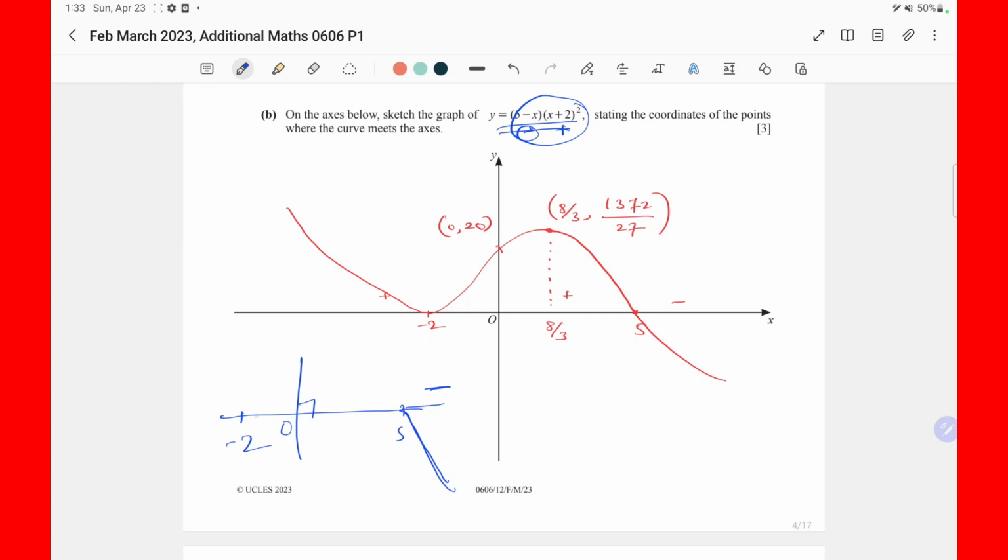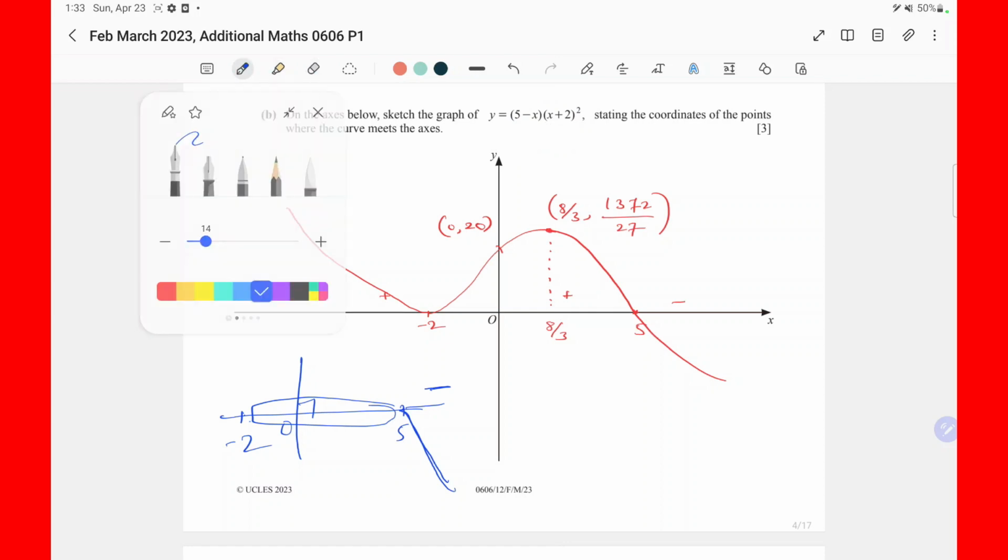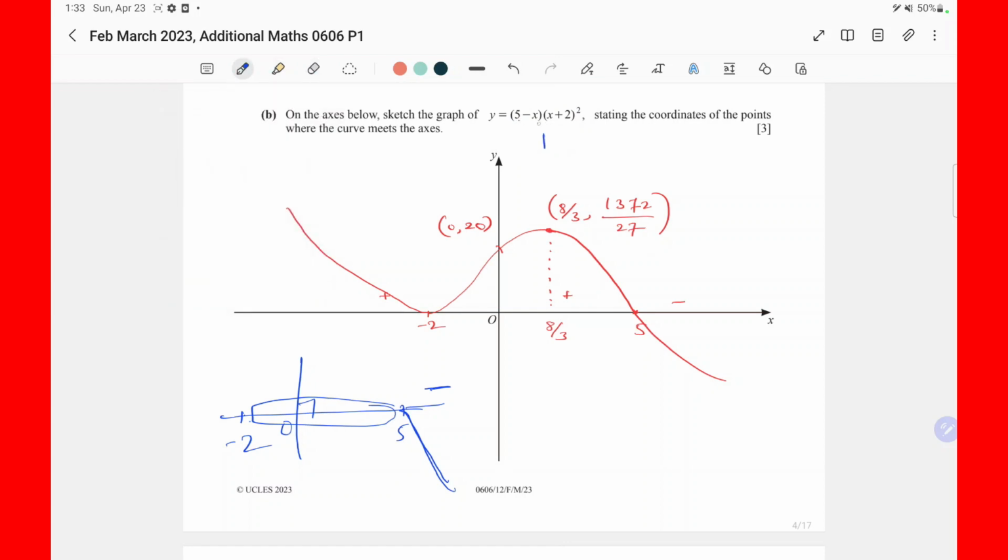Now the next region is from minus 2 to 5, right? Select any value between minus 2 and 5, like 0 or 1, whatever value you want to substitute. For example, I am substituting 1, between minus 2 and 5, any value. So just put 1 over here. So 5 minus 1, that's positive, and 1 plus 2, that's positive. So from minus 2 to 5, you will always get y positive. It means above the x-axis. Your graph is like that.